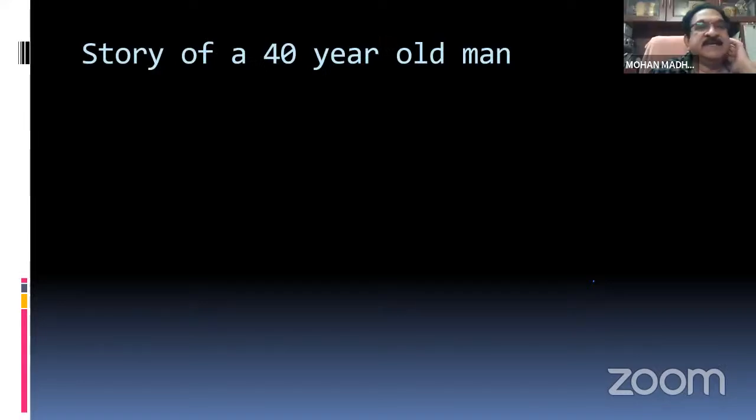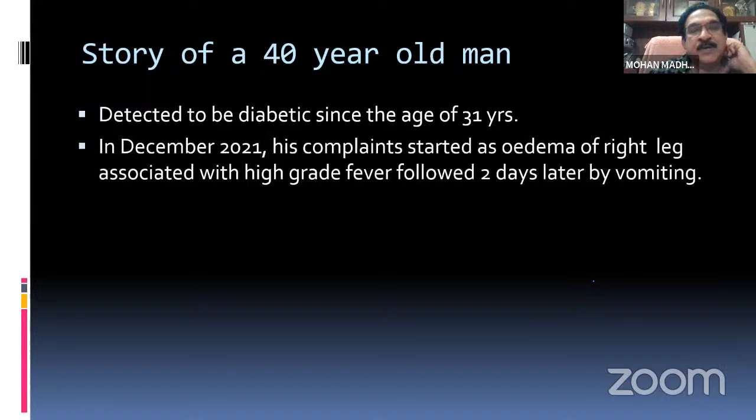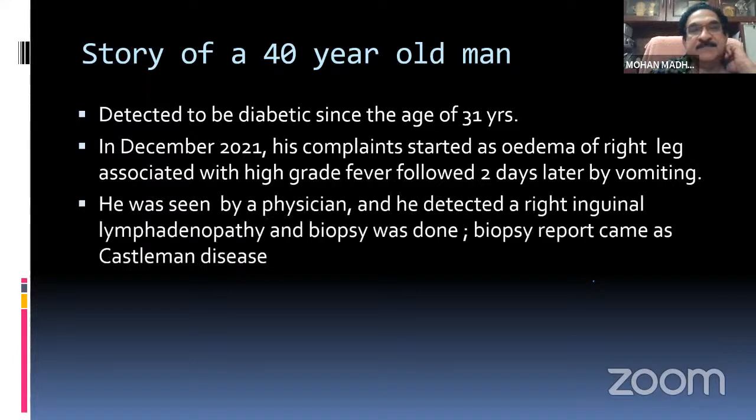This is another interesting case, not a common one. This is the story of a 40-year-old man. He was detected to be diabetic since the age of 31 years. In December 2021, his complaint started as edema of the right leg, associated with high-grade fever, followed 2 days later by vomiting. He was seen by a physician who detected a right inguinal lymphadenopathy, and a biopsy was done. The biopsy report came as Castleman's disease.